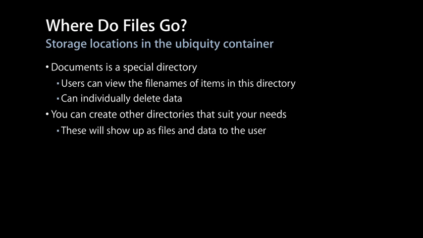The Ubiquity container is just a normal directory, and you can put things wherever you want. There is, however, one special directory, and that's the Documents directory. This directory doesn't exist by default, but if you create it and store files in that folder, then users can view the file names of the items in that directory in their iCloud storage settings. What's more, users can also individually delete items in that directory. So if you have items that you don't intend for the user to be able to individually delete, you probably don't want to put them there.